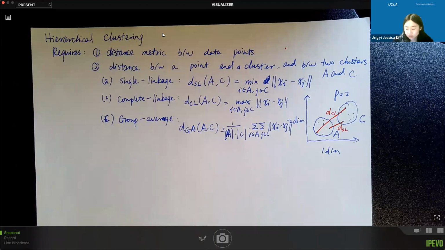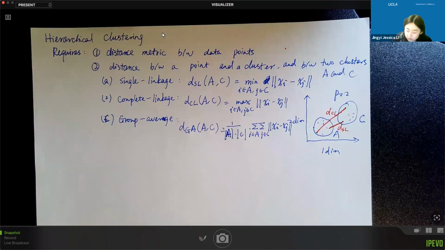Then among those n minus 1 clusters, I find the closest two again, merge them, and then I get n minus 2 clusters, and so on, until I have only one cluster. So every step, I only reduce the cluster number by 1. Once we return to class next time, we're going to give you a concrete example with 5 data points to actually do this ourselves, so we can see how single linkage works.